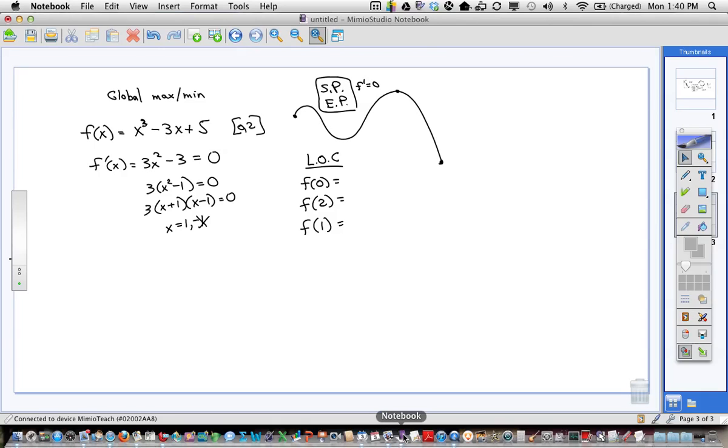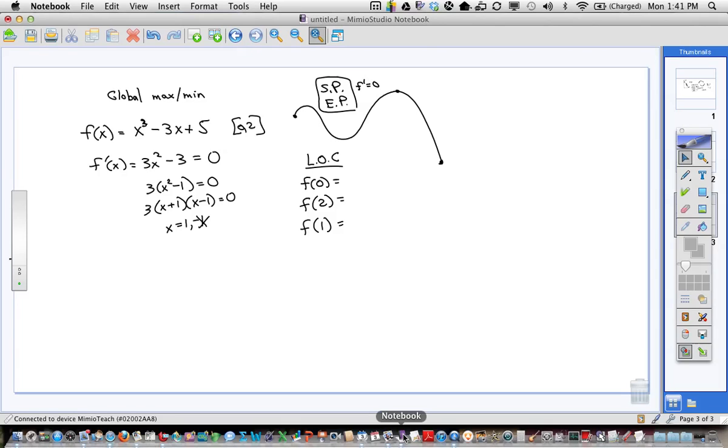So what we've done is, instead of having to plug a million things into the f function, we've narrowed it down. The only places the max and min could be are at 0, at 2, and at 1. Now I know these two problems can be a little bit confusing, why we're doing one versus the other. So let's just throw them both out there and work on the differences between them.